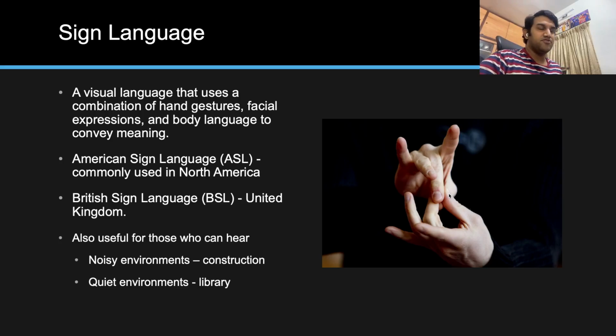British Sign Language. Sign language is used when there is no audio or if the person cannot speak. It is also used when the environment does not enable them to speak, such as loud scenarios like construction, where the other person can't hear you, so instead you use sign language. And in quiet environments like libraries, where you shouldn't talk, you have to use sign language instead.